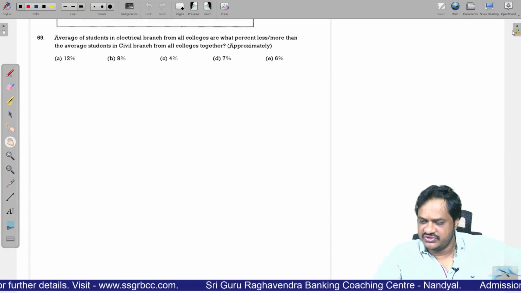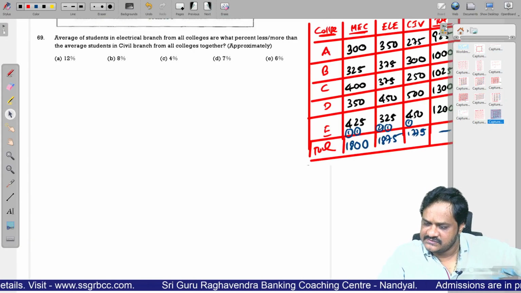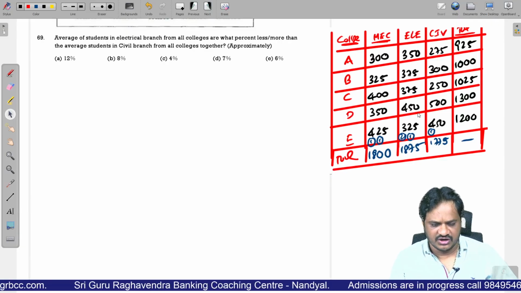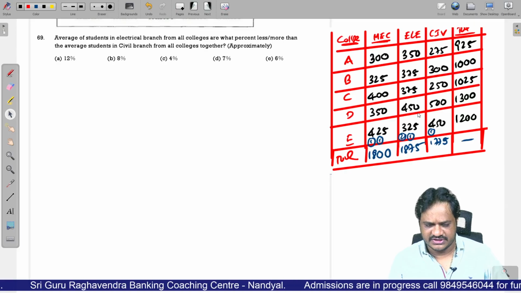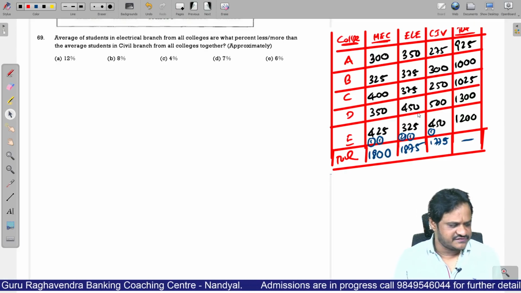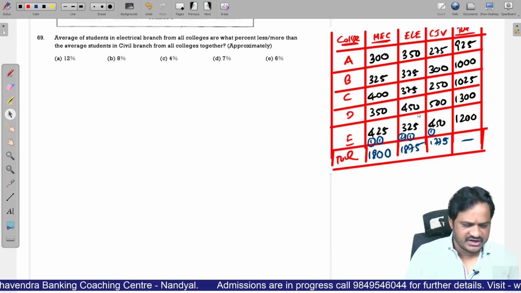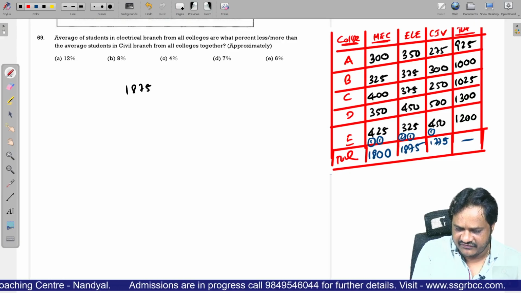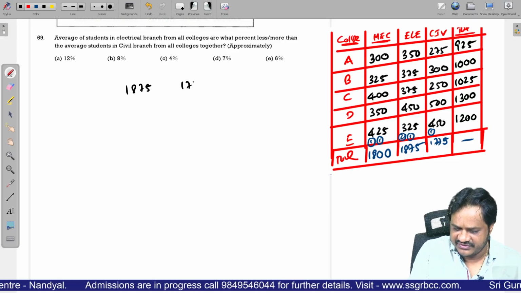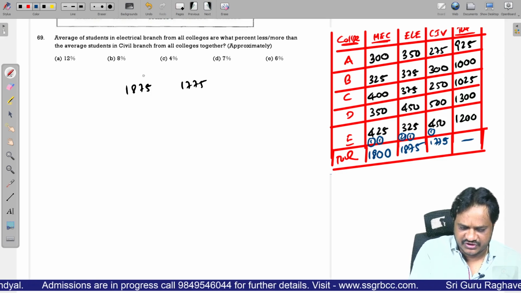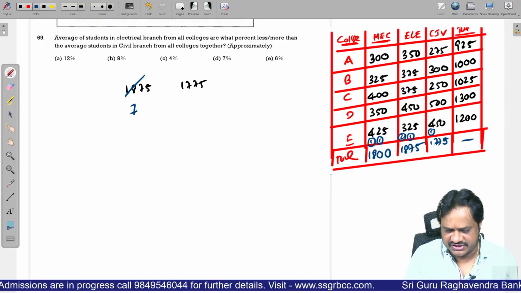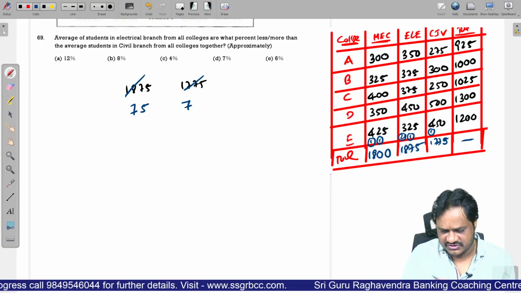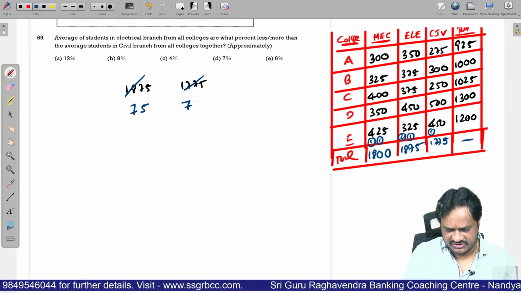The average students of electrical branch from all the colleges is what percent more or less than average of civil? The average of electrical we are having totally 1875. Civil we are having 1775. Let us do with 25. 25 sevens 175, 25 fives. This one also, 25 sevens 175.